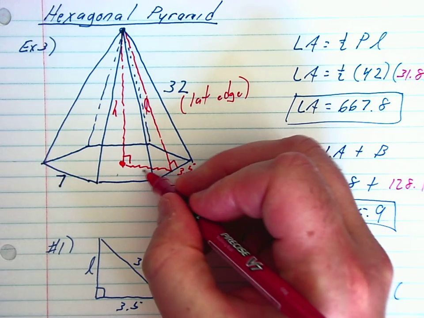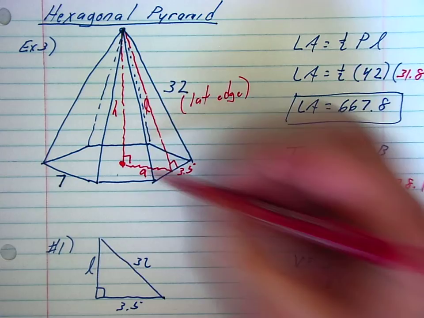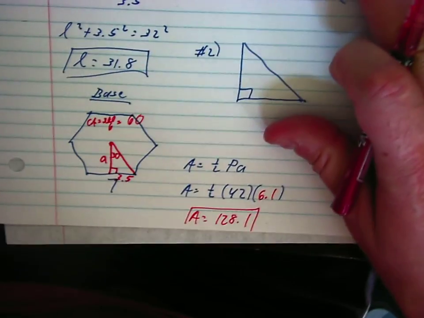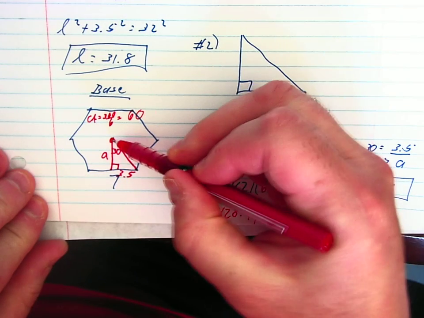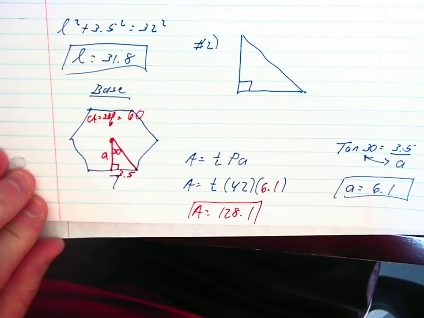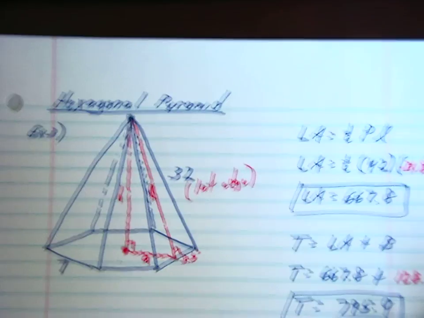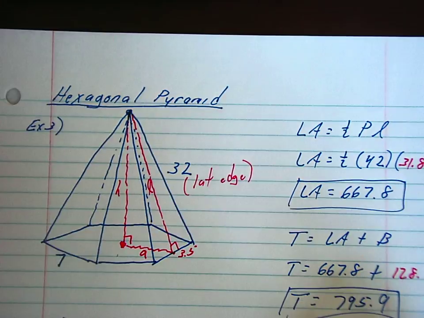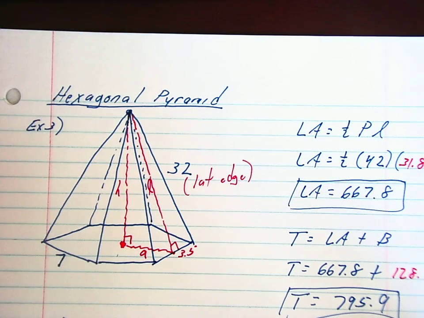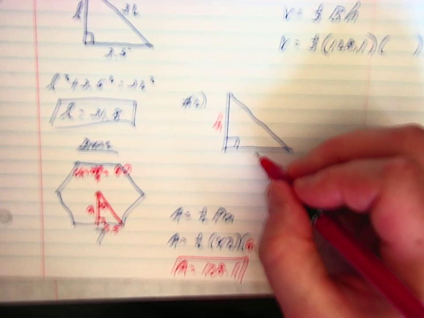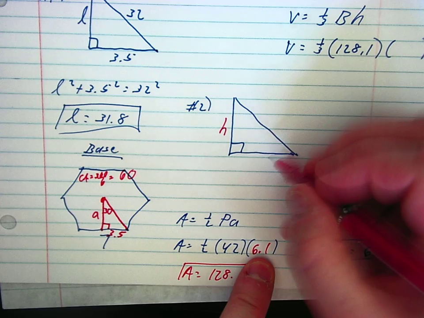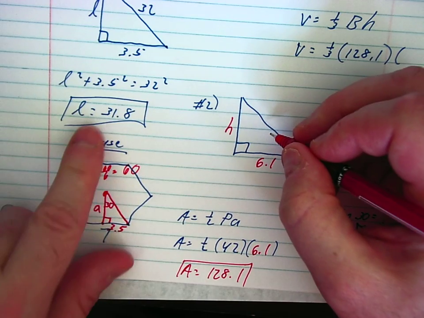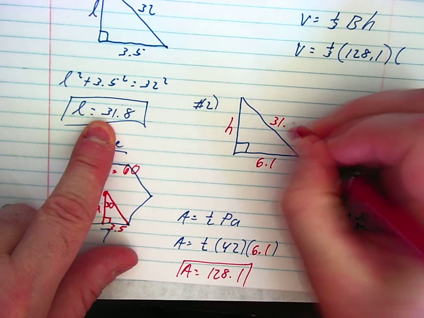Then you're going to go from here over to there to the slant height. That is the apothem, because it goes from the middle to the middle of a side, just like it did down here in this figure. When you go from the middle point to the middle of the side, that's known as the apothem. So that's triangle number 2 right there. Height, apothem, slant height. So height is what I don't know. I know the apothem because I found it down here, 6.1. And then this is the slant height, which I found right here, 31.8.